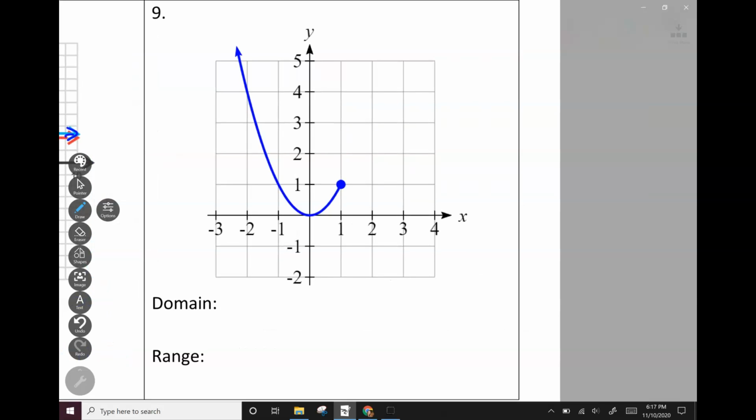Okay, domain here, going from left to right. So the leftmost point, I actually see an arrow here. So that's negative infinity. The rightmost point is at 1, square bracket, got a point there. Range, lowest to highest, so lowest point is right here at 0. And then the highest, I see an arrow, so that's infinity.